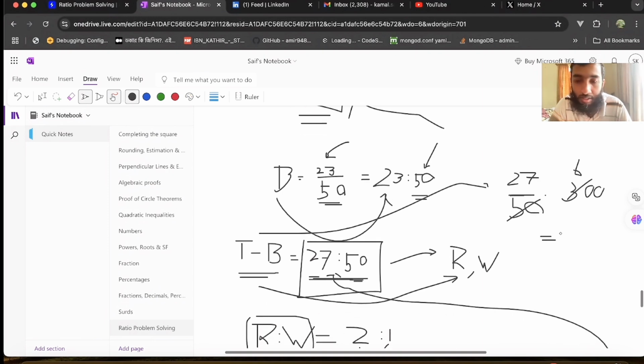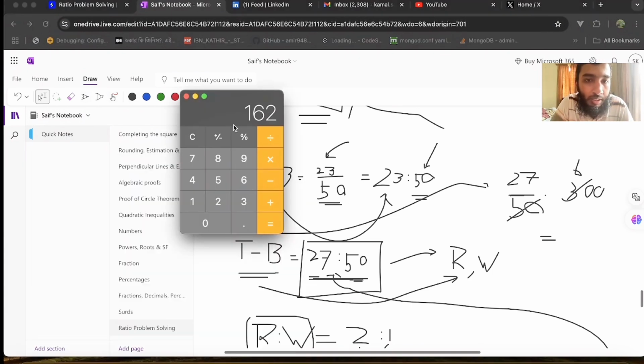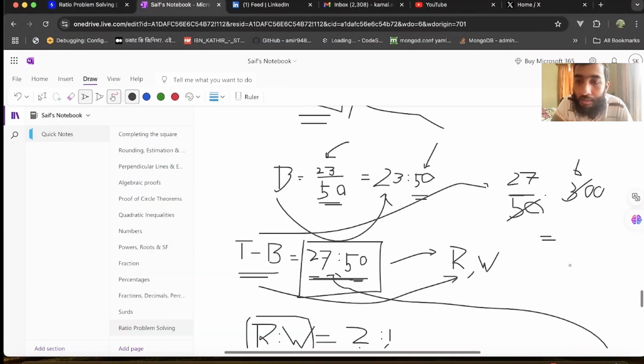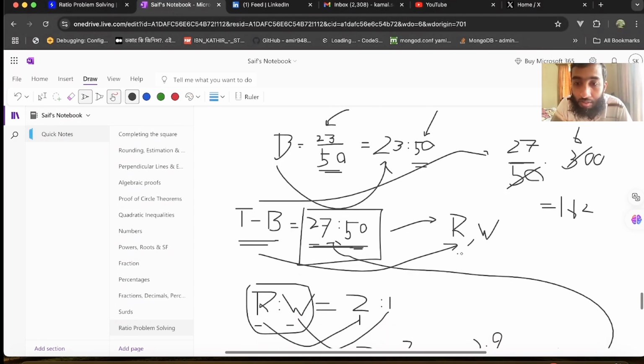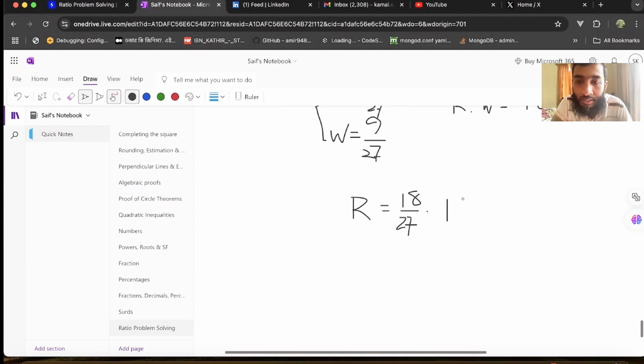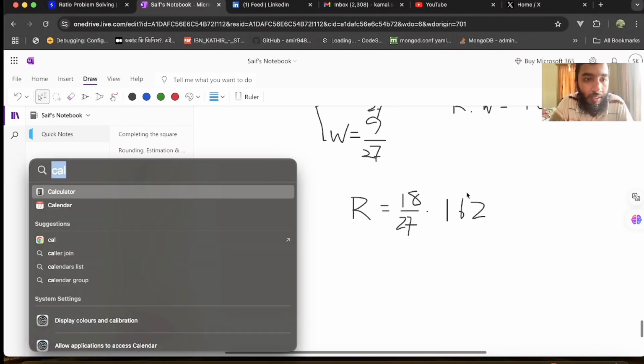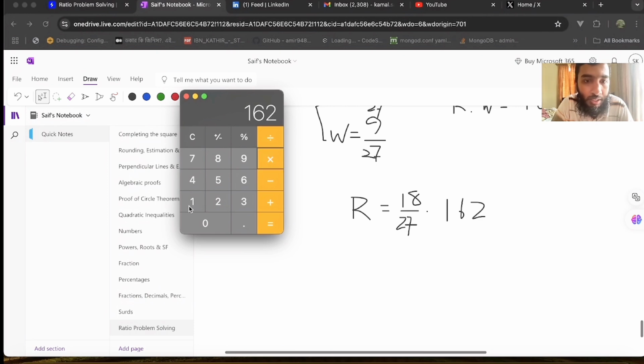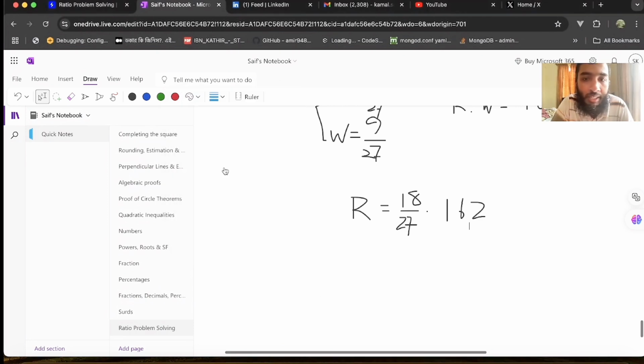27 multiplied by 6, which is what? We use a calculator. 27 into 6. This is 162. So 162 is the number of red and white counters combined. So if I have 162 as red and white combined, the number of red is what? 18 by 27 multiplied by 162. If we use the calculator again, 162 into 18 divided by 27, we get 108. So this is what?